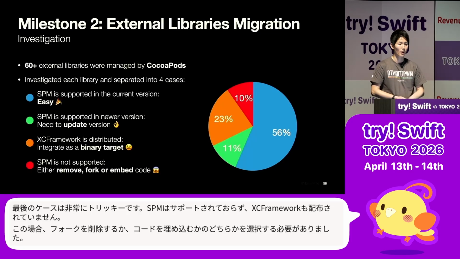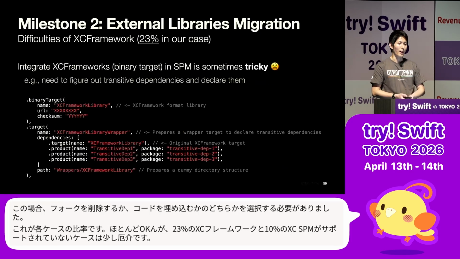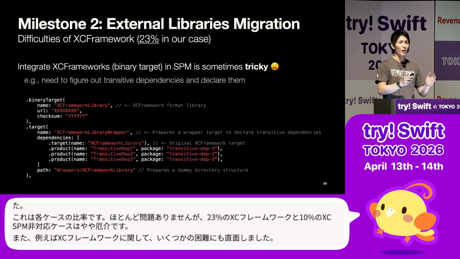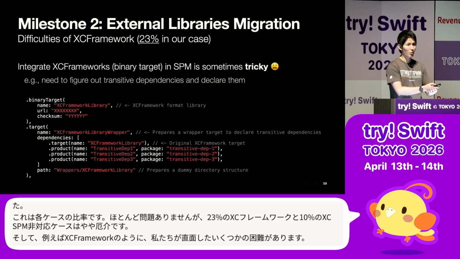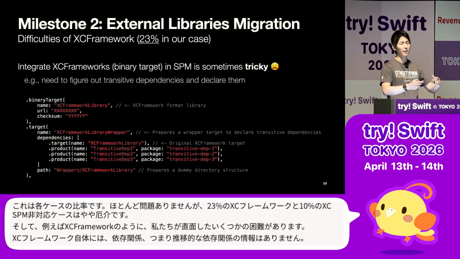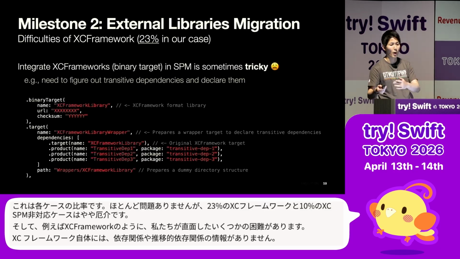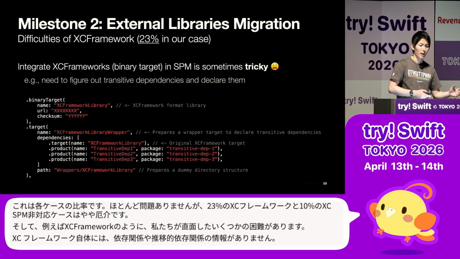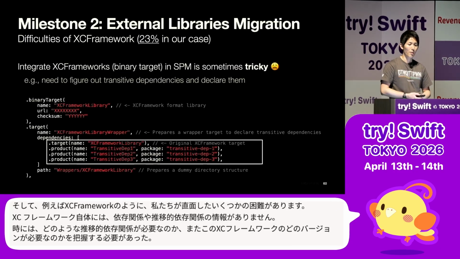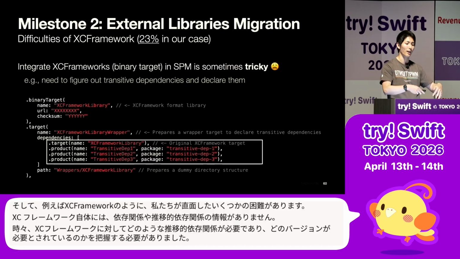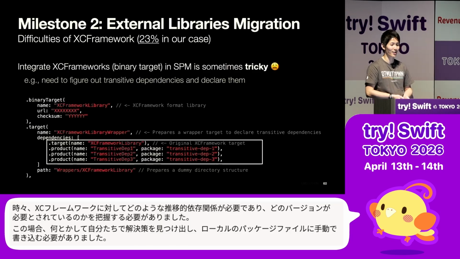And yeah, there were some difficulties we faced, for example, with XCFramework. The XCFramework itself doesn't have the transitive dependency information. So sometimes we needed to figure out what transitive dependencies were needed and which version of them was required for this XCFramework. So in this case, we needed to figure them out by ourselves somehow and write them into our local Package.swift file manually. It is a so annoying task.